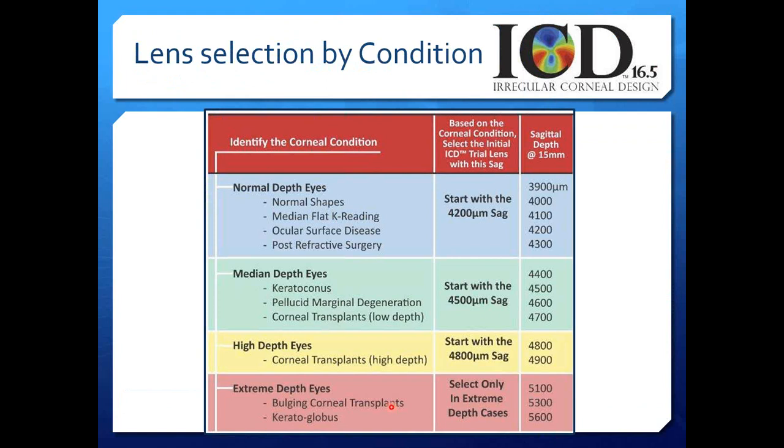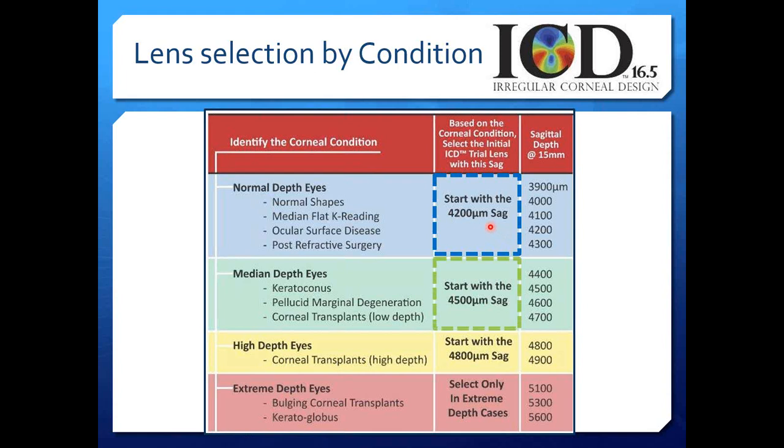And what you see here are the lenses are labeled according to sagittal depth, starting with the lowest sagittal depth at 3,900 microns and then going up by 100 micron increments. Each lens is 100 microns higher in depth at the peak than the next. So if you have an utterly normal cornea, a normal shape eye with ocular surface disease, you would go straight to a 4,200 depth lens. That would be the average lens you'd require for the normal eye.